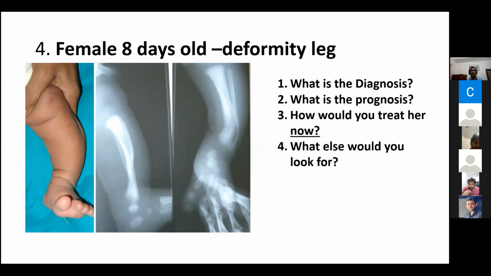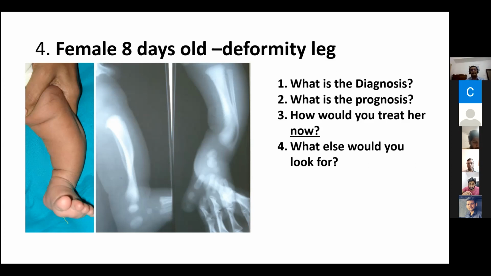Then what else would you look for? What is the prognosis in this case? It will progress, sir. It will progress to what? Pseudarthrosis. It is a deformity most likely to fracture. Yes, exactly. Most likely to fracture, which can go into pseudarthrosis. So how would you treat her now? Bracing. Bracing as early as possible.